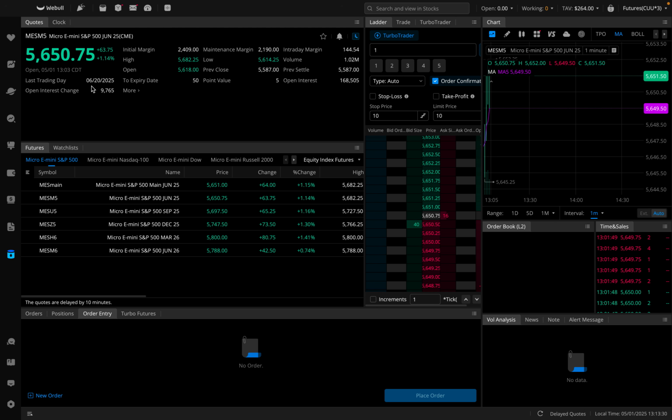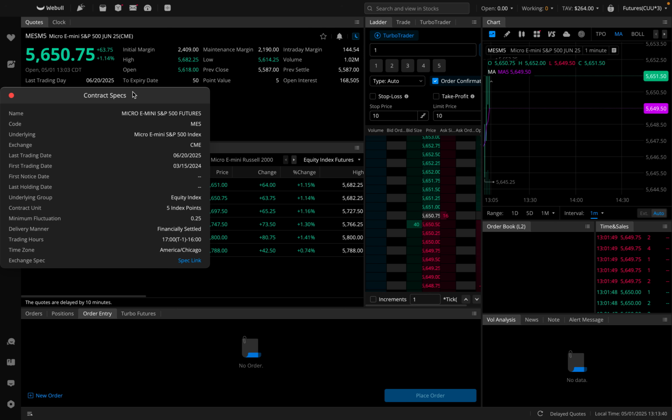Now, let's look at what is known as the contract specs. Where do we find that? Notice that there's a more button here. We can click on it. Here's where you can find the contract specs, and there are some very important key details in here. Firstly, we can see the underlying group, equity index. Next, we see contract units. This is very important. It says 5 index points.